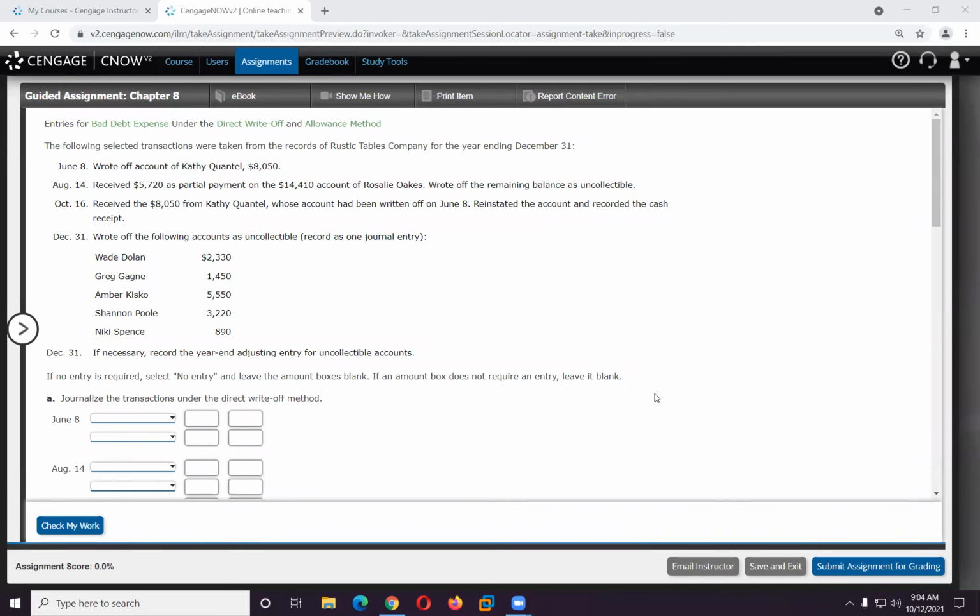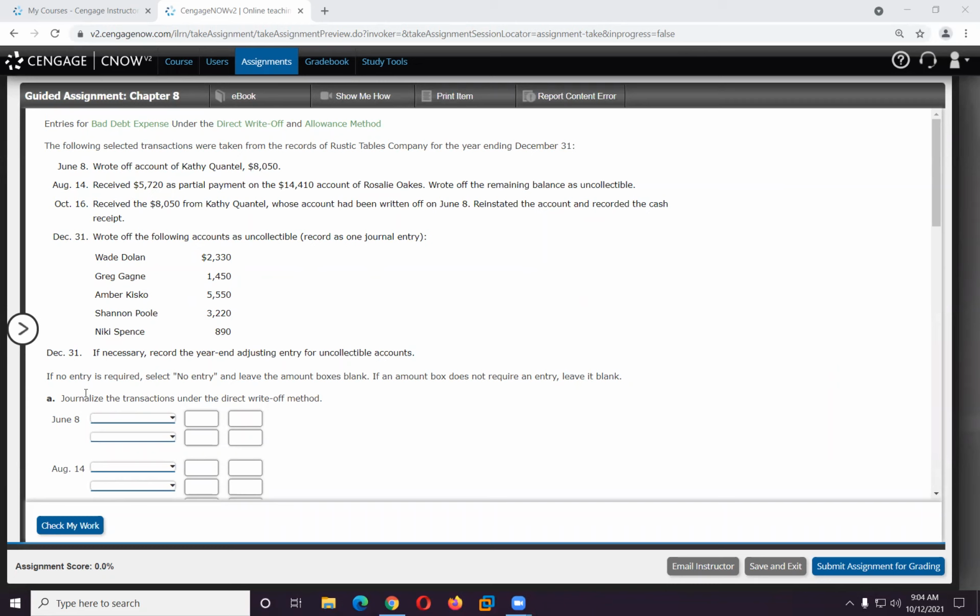Okay, so there are these transactions, and then it wants us to do a journal entry, and if no entry is required, select no entry and leave the amount boxes blank. Our first one is on June 8th. They wrote off an account of Kathy Quantel. So right now we're journalizing these transactions under the direct write-off method.